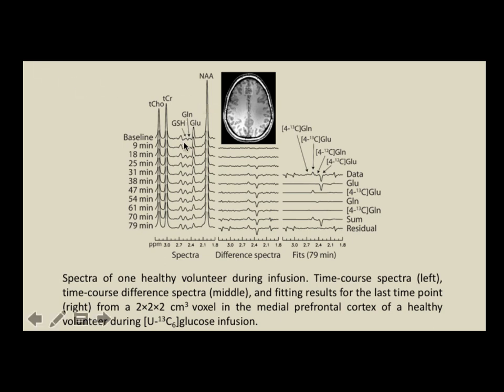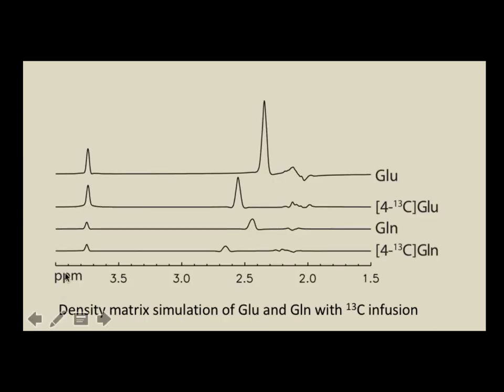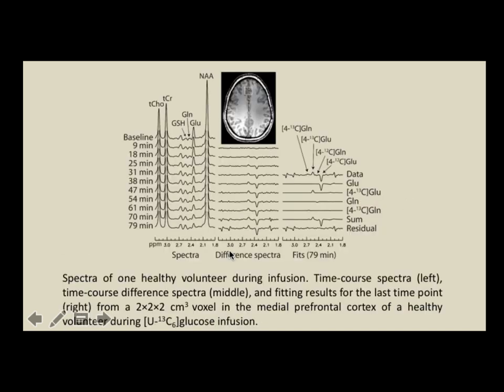Then we look at the peak at 2.55 ppm. It becomes larger and larger. It's not that the glutathione becomes larger, it's because the carbon-13 labeled glutamate peak is getting larger and larger. More and more carbon-12 glutamate is replaced by carbon-13 glutamate. If you look at this again, that's this peak. It's not the glutathione peak.